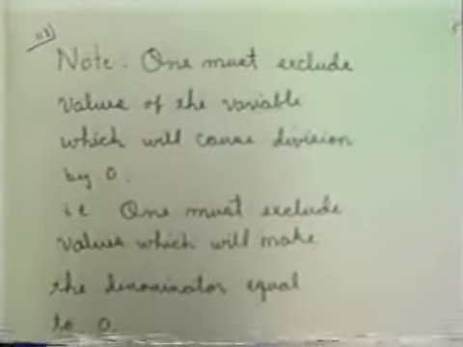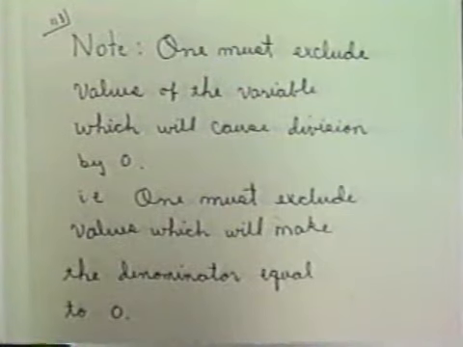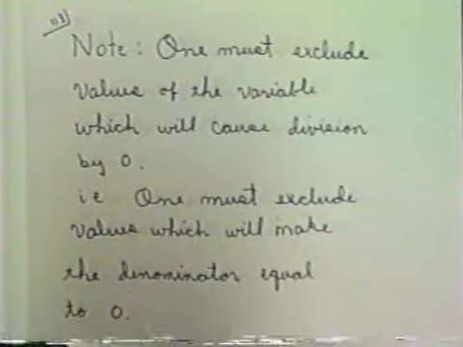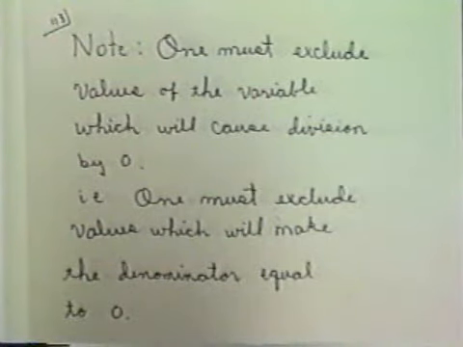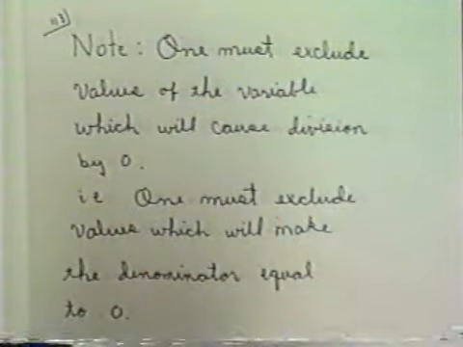I've written that for you so you can put it in your notes. One must exclude values of the variable which will cause division by 0. In other words, one must exclude values which will make the denominator equal to 0.